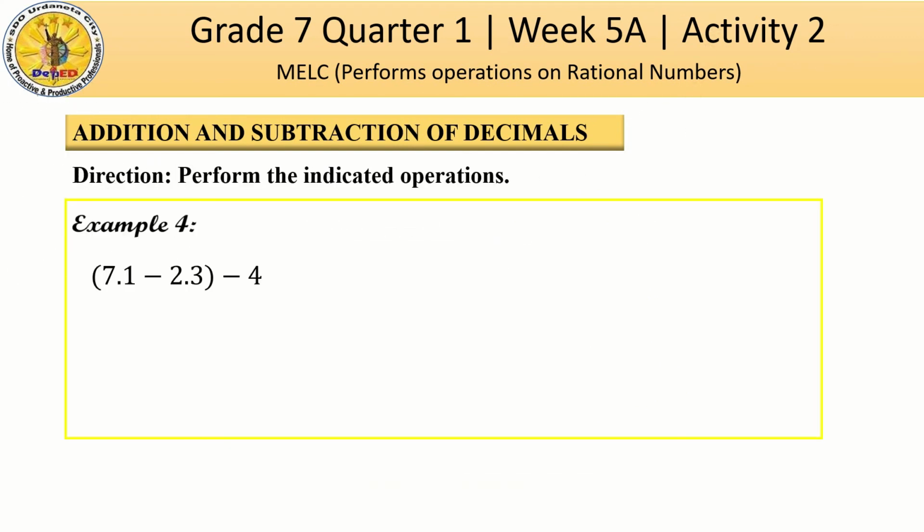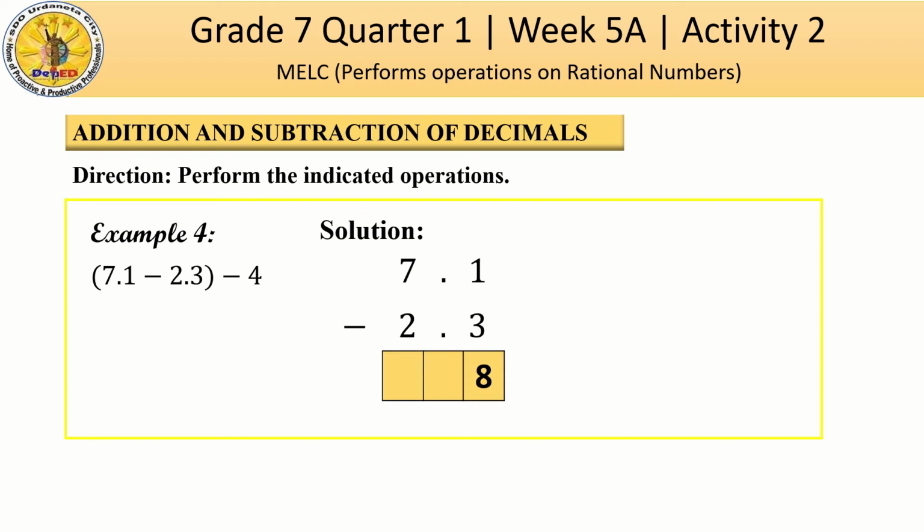Another example. 7 and 1 tenths minus 2 and 3 tenths minus 4. So, we need to subtract first the numbers that is inside the parentheses. So, 7 and 1 tenths. Here is the solution. 1. Since 1 siya, we need to borrow 1 from 7. We now have 11 minus 3 is equal to 8. Copy the decimal point. Since nabawasan na yung 7 kanina, 6 na siya, minus 2 is 4.